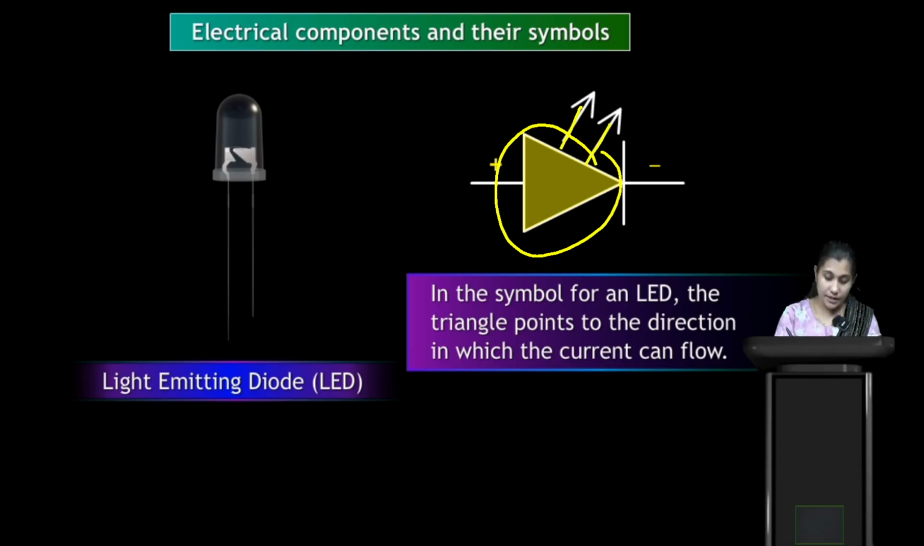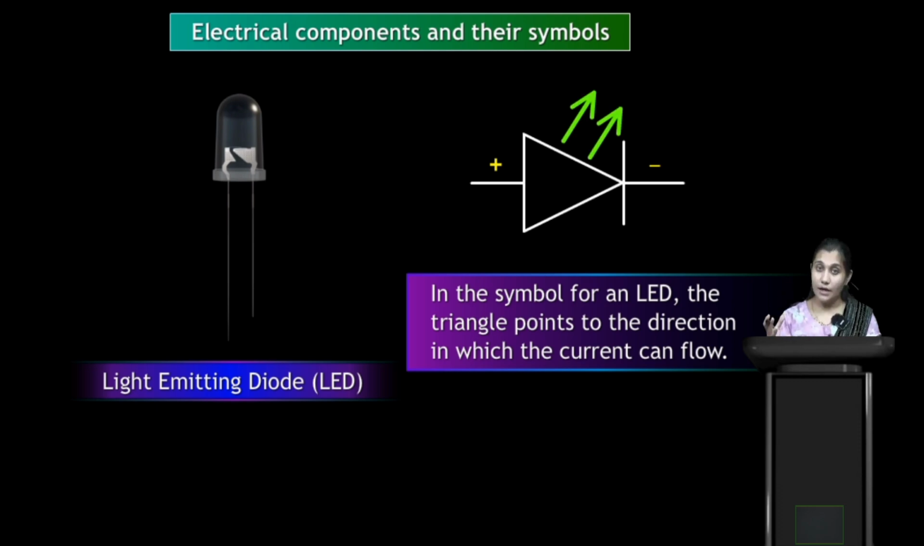Means the direction were given this side. Means what? The current will flow this side. Okay. Means the light will go from this side and the current will flow in this side, positive to negative.